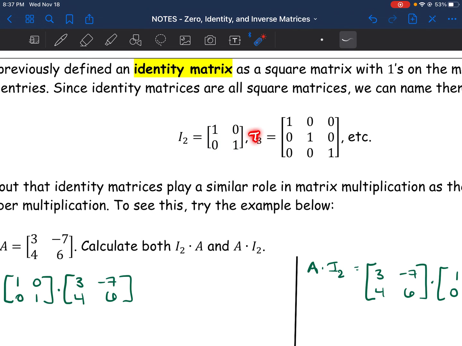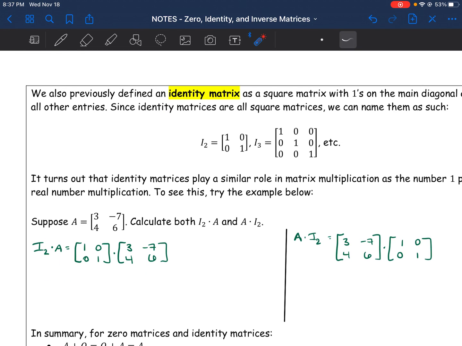A 3x3 identity matrix we'll call I subscript 3: 1, 0, 0, 0, 1, 0, 0, 0, 1, and so on and so forth. We can have I with a subscript 4 for the 4x4 identity matrix, I with a subscript 5 for the 5x5 identity matrix, and so on and so forth.